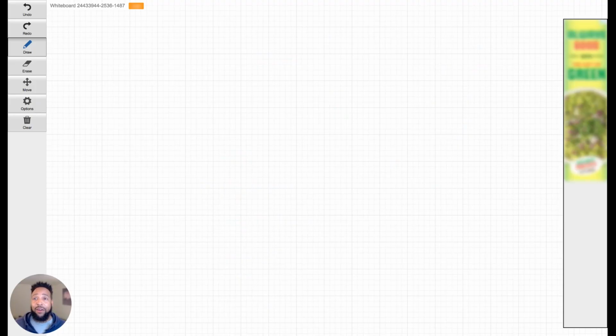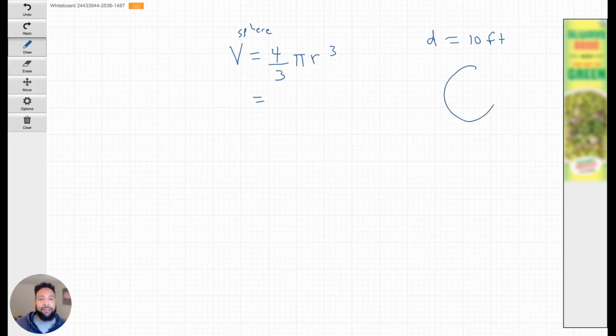So again, we write our problem down. Volume of a sphere equals 4/3 pi r cubed. And this is the volume for finding a sphere. So say, for instance, they give you diameter this time, and they say diameter is 10 feet. And say they draw a circle, and you're looking at a visual of a sphere, and they give you the diameter of 10 feet.